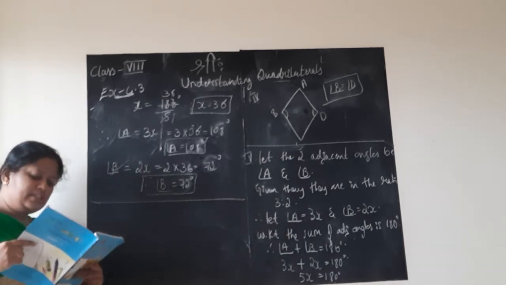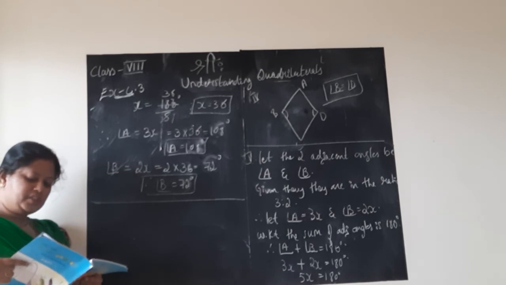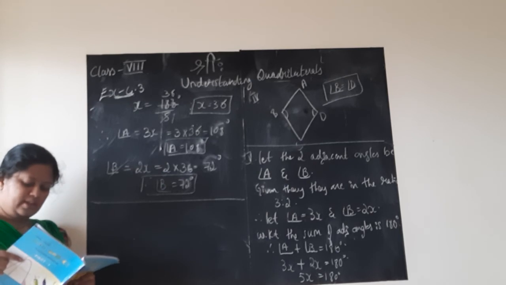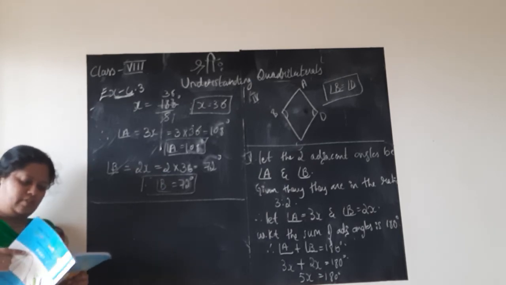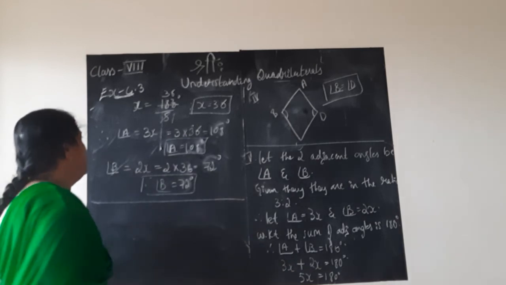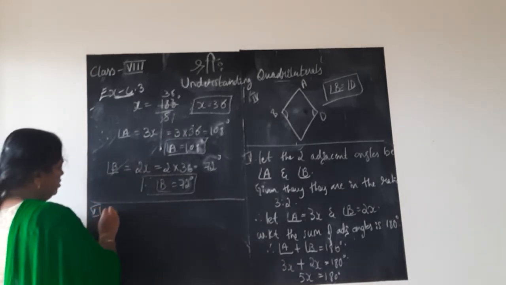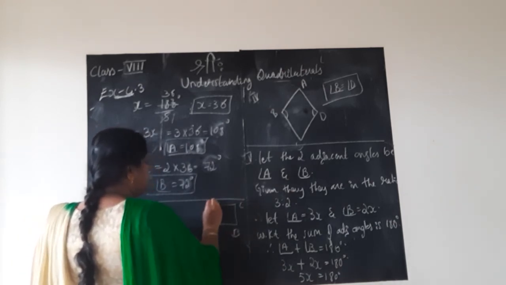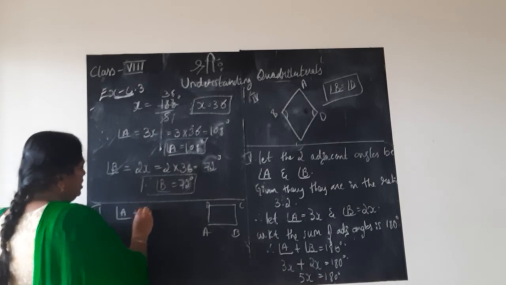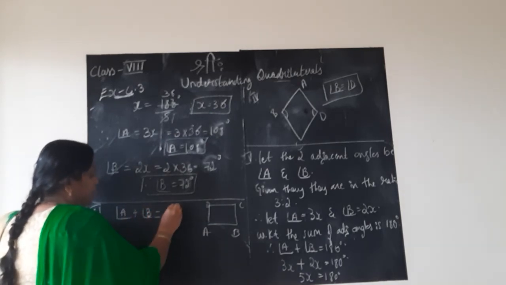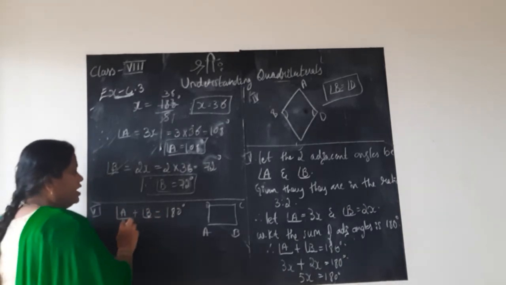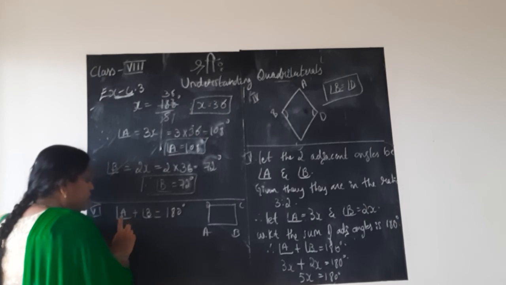Sixth question. Two adjacent angles of a parallelogram have equal measure. Find the measure of each angle of the parallelogram. What we'll do is, we know, children, if you consider a parallelogram ABCD, the adjacent angles A plus B is 180 degrees. Why? Because they have given that two adjacent angles are equal.